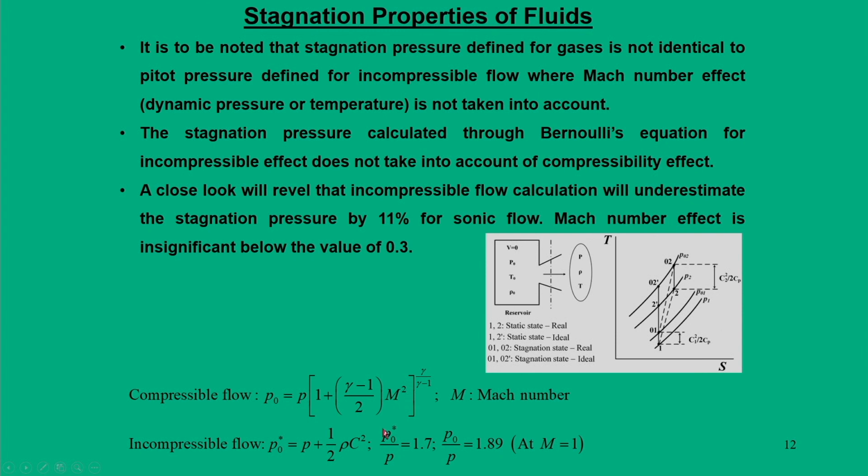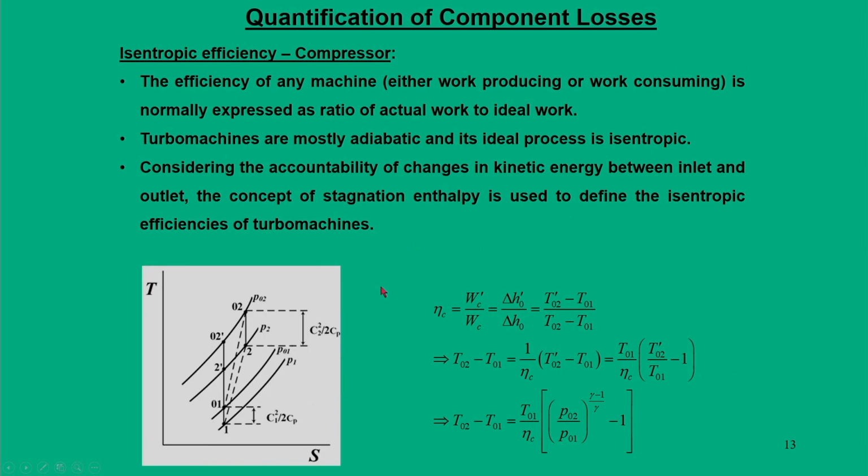So, this is how we say that, and in fact when you look at the jet propulsion cycle, we normally think the flow is compressible, for which the Mach number is always more than 0.3, and the effect of Mach number becomes insignificant below the value of 0.3. Okay. Now, let us go one by one on how to quantify the component losses.